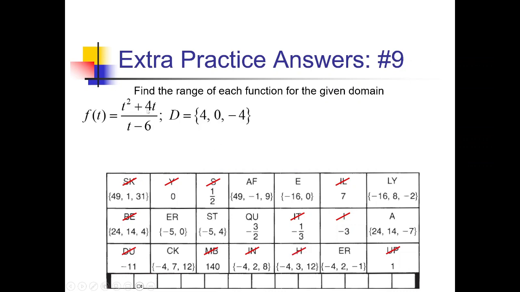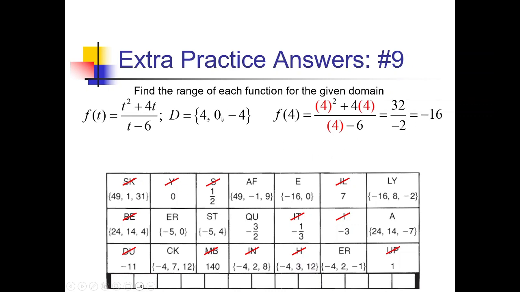For number 9, we have a fractional function going on, plugging 4, 0, and negative 4 in there. So let's plug 4 in first. We have 4 squared plus 4 times 4 over 4 minus 6. 4 squared is 16 plus 4 times 4, that's another 16. So that's 32 up there. Down here we have negative 2. And we do need to reduce it, so 32 over negative 2 is negative 16.